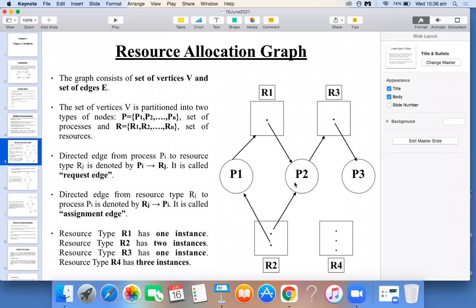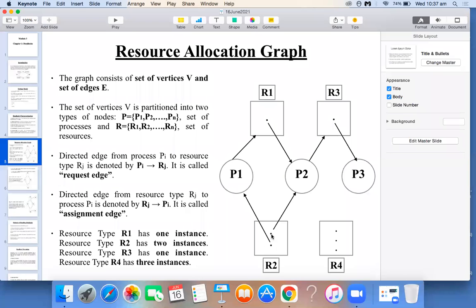Whereas remaining are all what edges? Assignment edges. Yes, assignment edges. You can see R1 to P2, R3 to P3, R2 to P1, and R2 to P2. Since we have 2 instances of the resource, one instance you can give to one process and another instance you can give to another process.